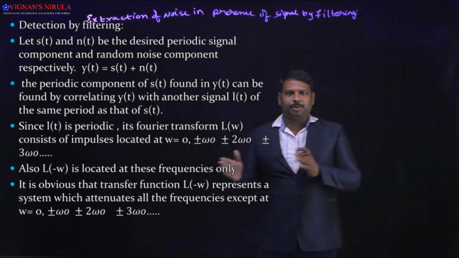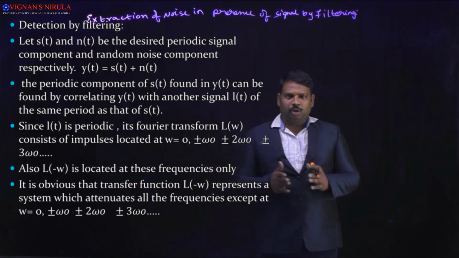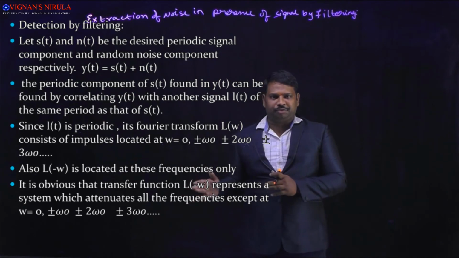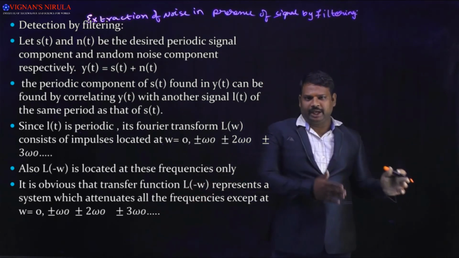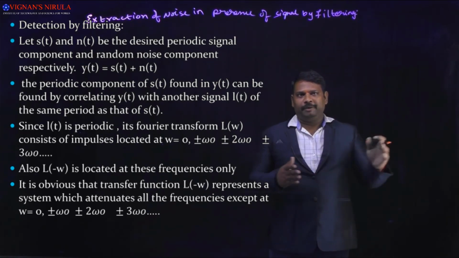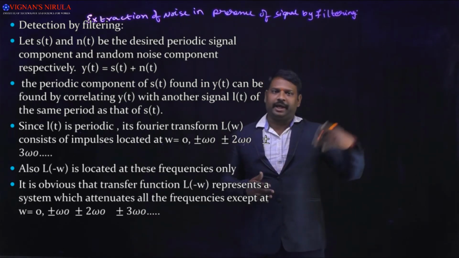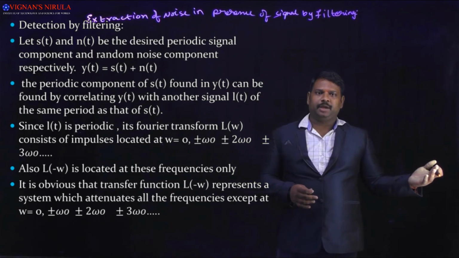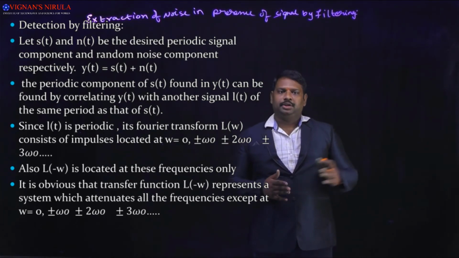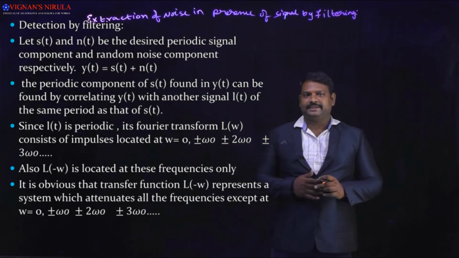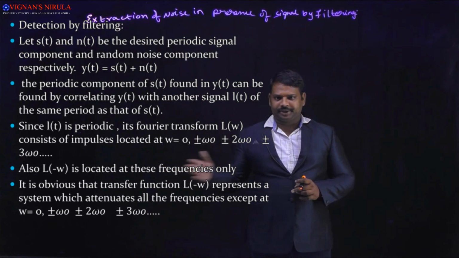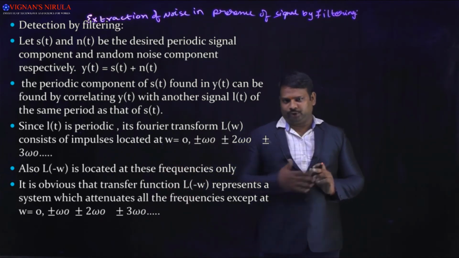The periodic components of s of t found in y of t can be found by correlating y of t with another signal L of t. The periodic components of s of t can be found in y of t by considering another signal with the same characteristics as s of t. That is, we consider another signal L of t with the same characteristics, which means the same period as that of s of t.